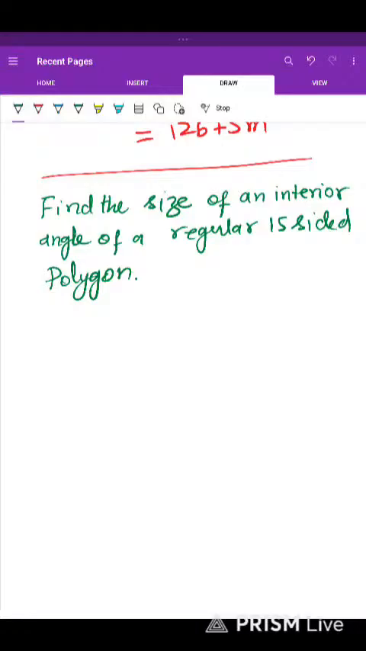Do you know what a 15-sided polygon is? You can have a triangle, a 3-sided polygon; a 4-sided polygon can be a square, rectangle, rhombus, or kite; a 5-sided polygon is a pentagon, then hexagon, then heptagon, 7-sided, and 8-sided is octagon. Now we have before us a 15-sided polygon, and we need to find the measure of its interior angle. That is the task.